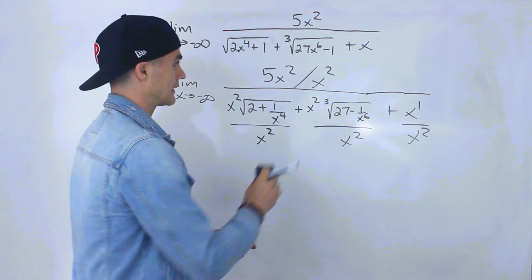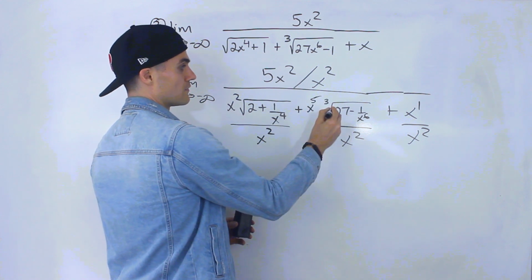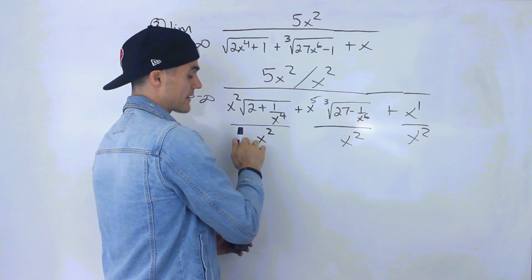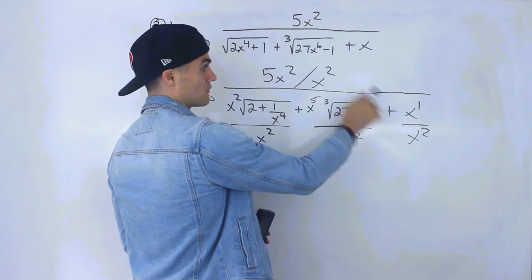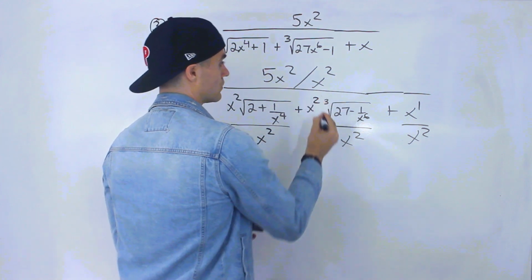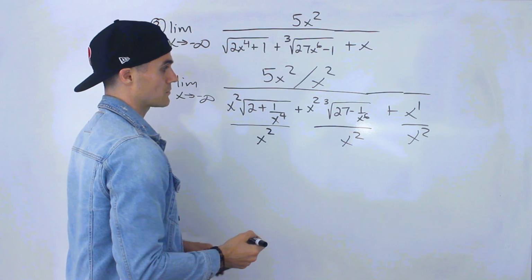Now, if this ended up being maybe, let's say, x to the 5, then 5 would be the highest exponent. So we'd be dividing this by x to the 5, this by x to the 5, this by x to the 5, this by x to the 5. But we ended up getting a 2 over here, and both of these were the same. So dividing everything by x to the 2.